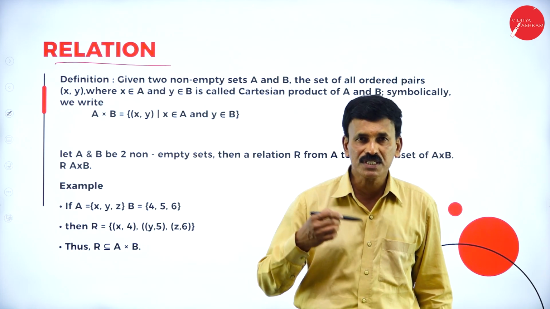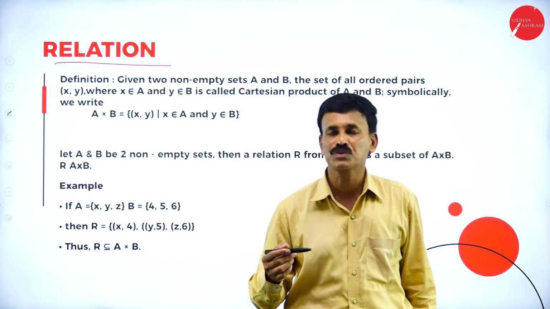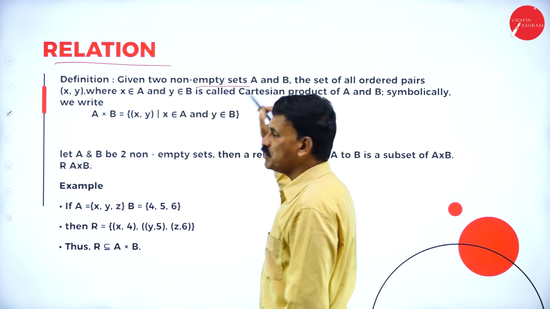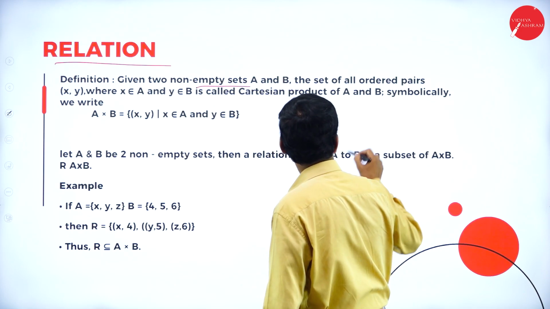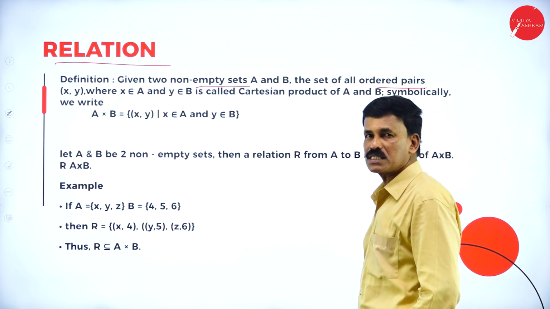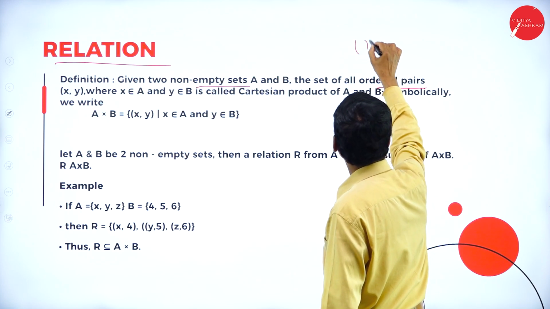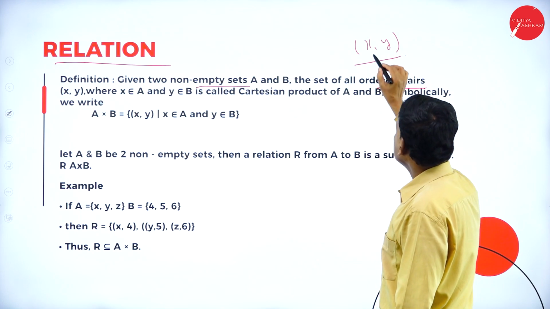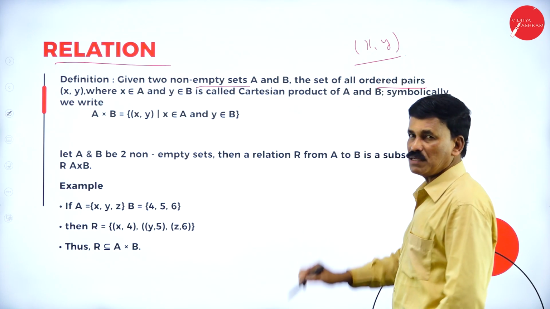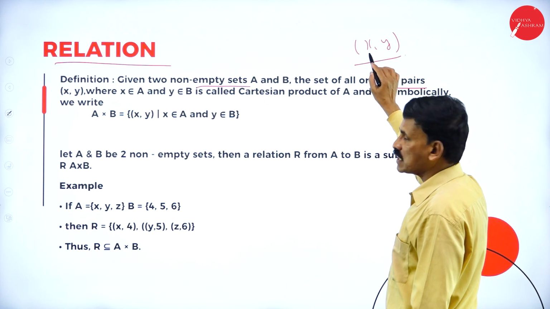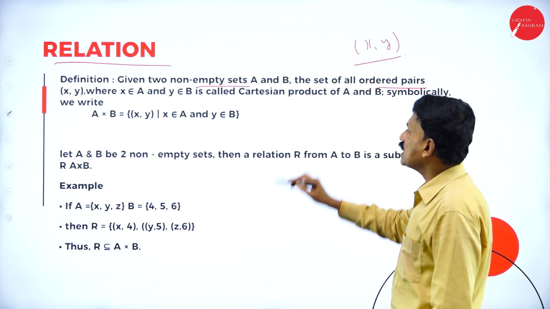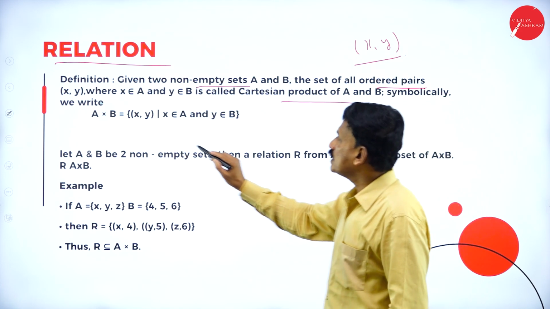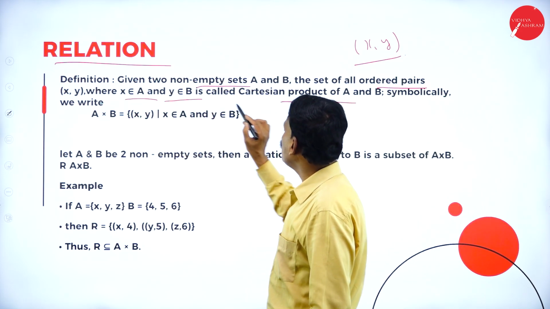Let me discuss once again the Cartesian product of two sets. Suppose A and B are any two non-empty sets, then the set of all ordered pairs of the form (x, y), where x is an element of A and y is an element of B, that means the first member is an element of A and the second member is an element of B, is called the Cartesian product of A and B.